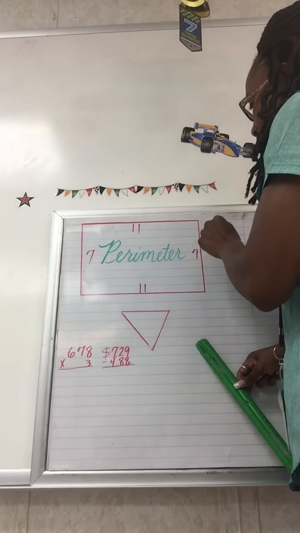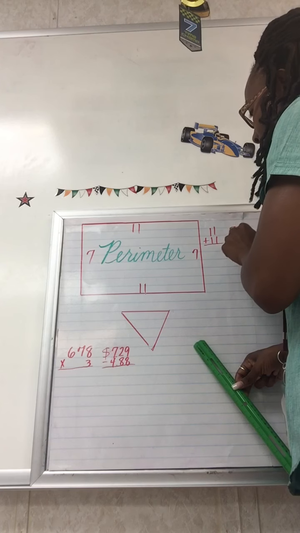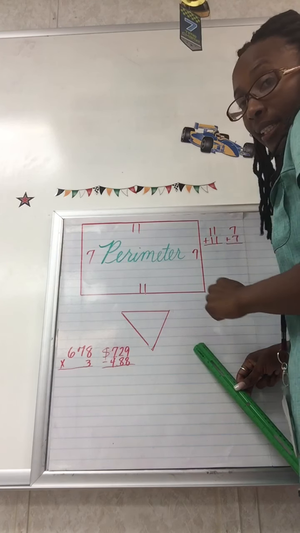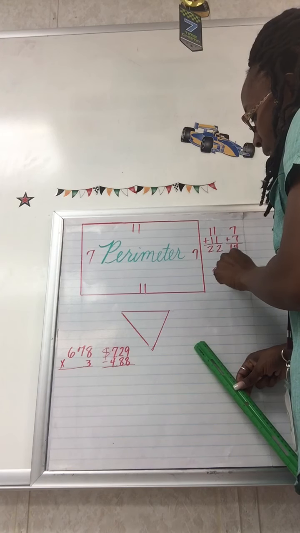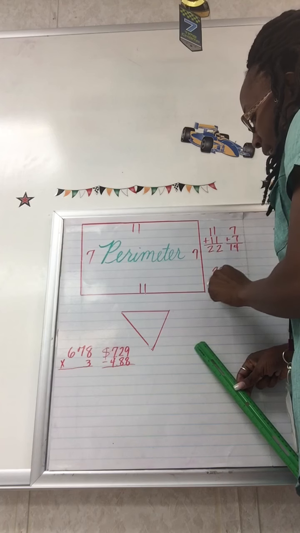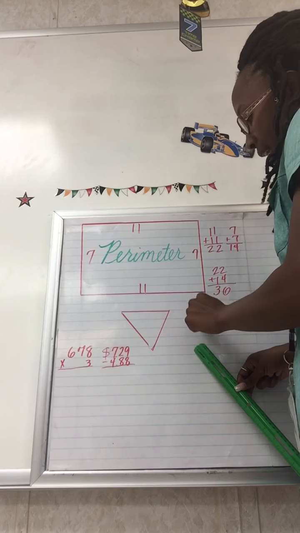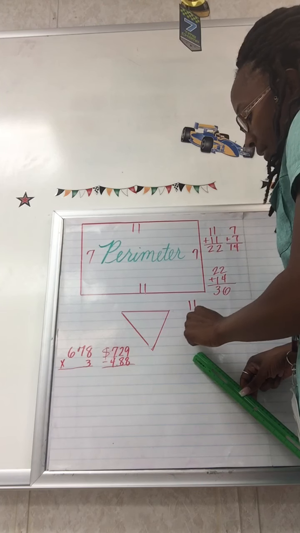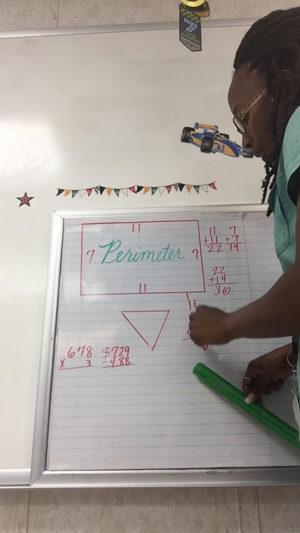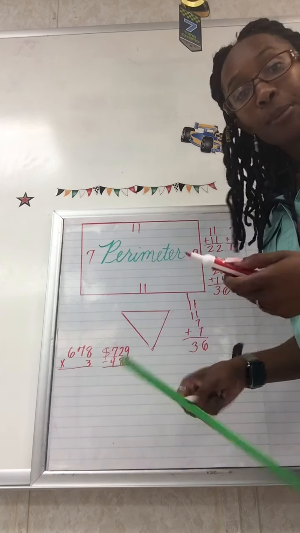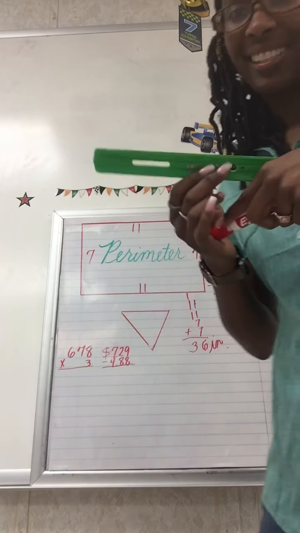So we would take 11 plus 11 and 7 plus 7. Adding them, you're going to get 22 and 14. Taking 22 plus 14, and what does that give us, class? 36. Or you could always line it all the way up and go 7 plus 7 is 14, carry a 1 here, 1, 2, 3, 36. So the perimeter is 36 inches for our rectangle.